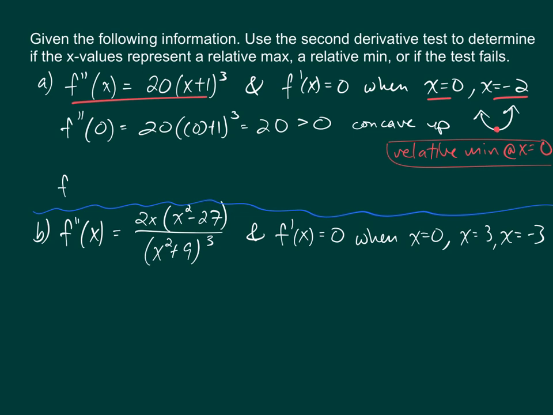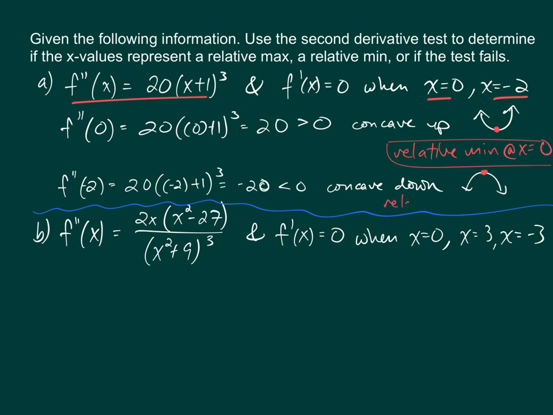Now, on the other hand, if you have f double prime of negative 2, and you get 20 times (-2 plus 1) cubed, well, let's see, -2 plus 1 is -1. -1 to the third power is -1. This equals -20, which is less than 0, which means this is concave down, aka opening down, which means there's a relative max at x equals -2.